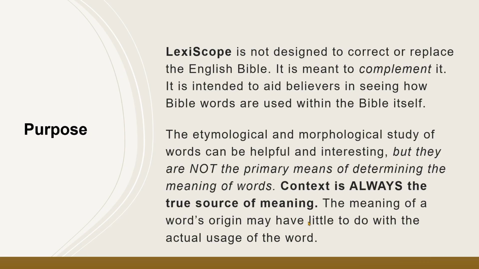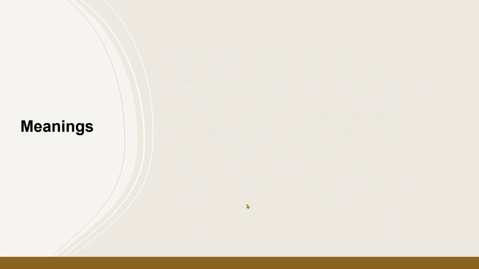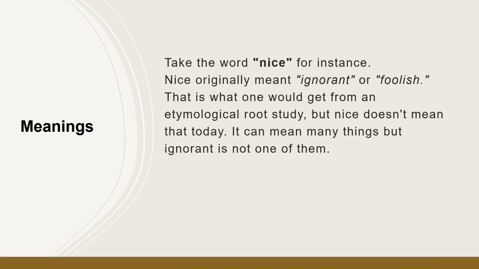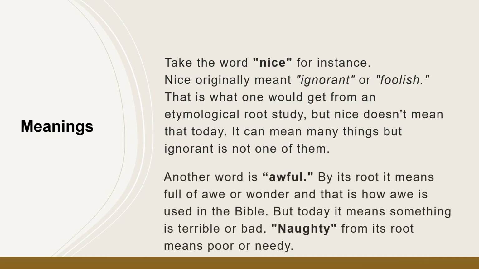The meaning of a word's origin may have little to do with the actual meaning when the word is used. Take the word nice, the English word nice, for instance. That word originally meant to be ignorant or foolish. And if you do an etymological root study of the word nice, that's what you get, that someone is ignorant. But nice doesn't mean that today, not at all. It can mean many things, but ignorance is not one of them.